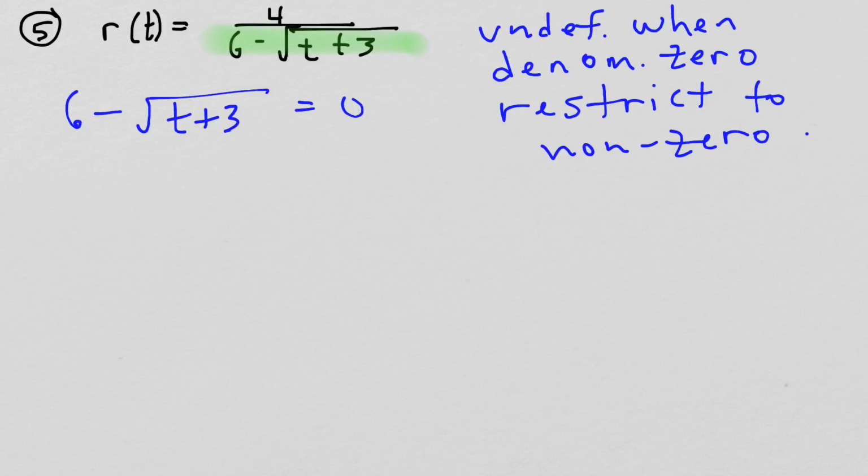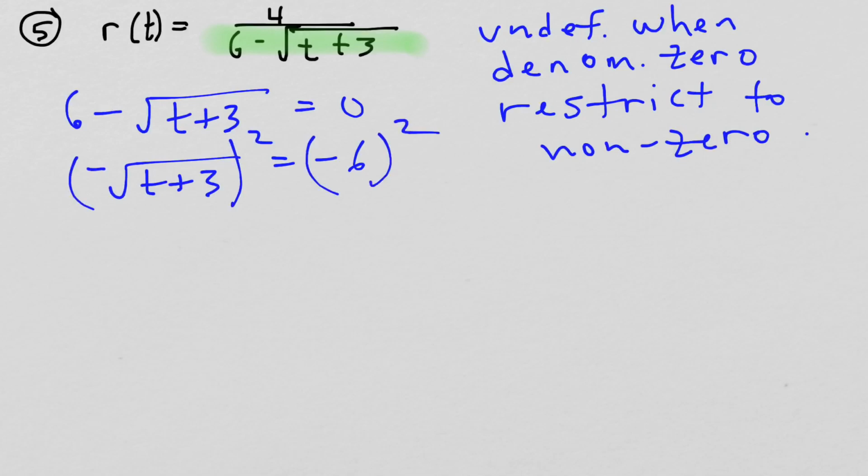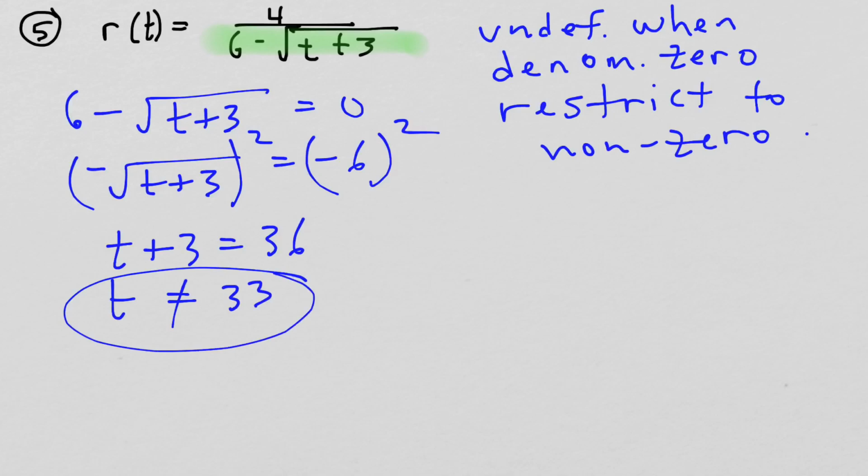All right, so we've got minus the square root of t plus 3 equals -6. All right, so let's square both sides. So that's negative times a negative is a positive. So we've got t plus 3 is equal to 36. t is equal to 33. Okay? So t cannot be 33, or you get a 0 in the denominator. Let's check. 33 plus 3 is 36. Square root of 36 is 6. 6 minus 6 is 0.